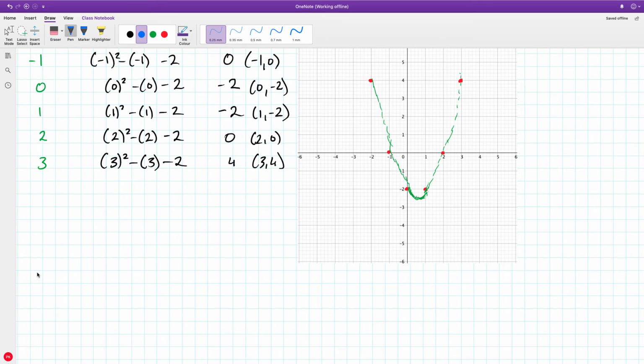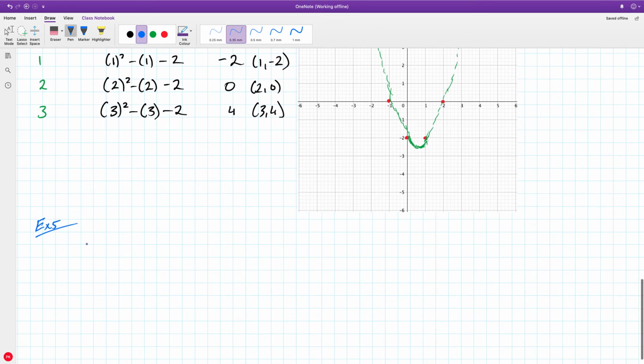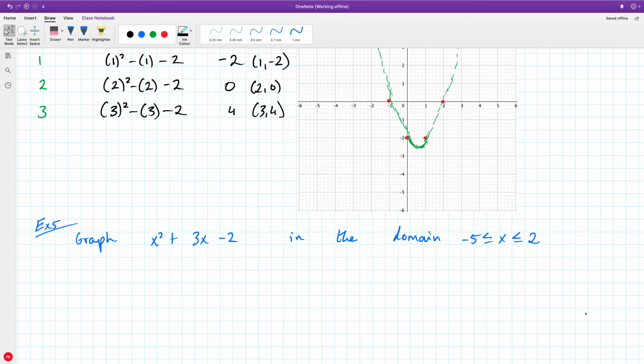Example 5. Graph x squared plus 3x minus 2 in the domain, which means in the input, our inputs are going to be minus 5 less than or equal to x less than or equal to 2. So graph x squared plus 3x minus 2 in the domain, minus 5 and 2.